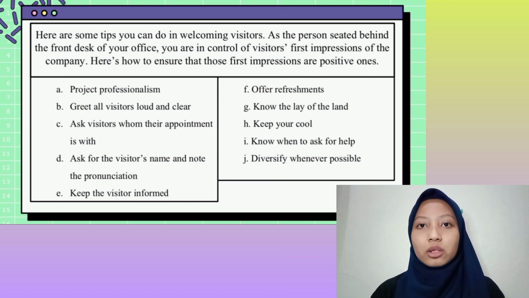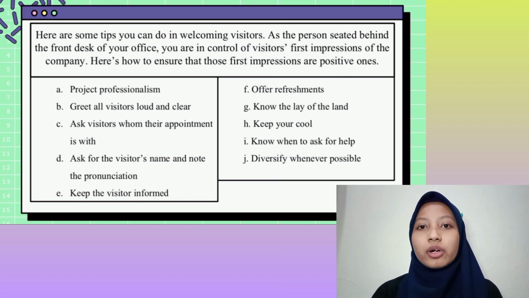C. Ask visitors whom their appointment is with. Assuming a guest is there to see the wrong person suggests inefficiency, something no one in your business wants that person to feel going into a professional exchange with your company.